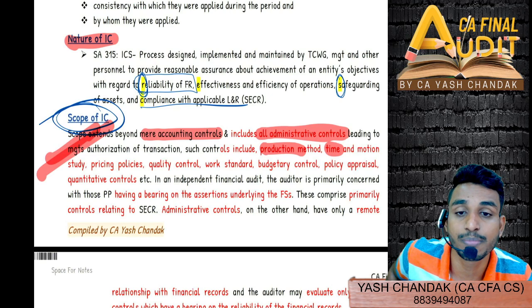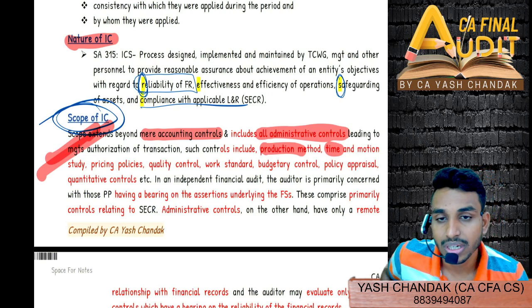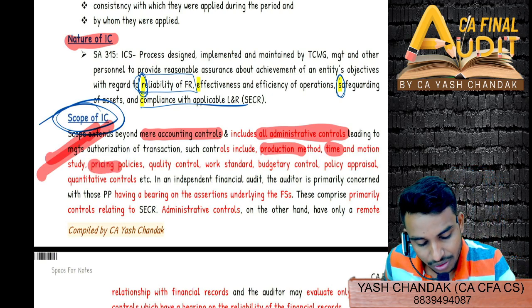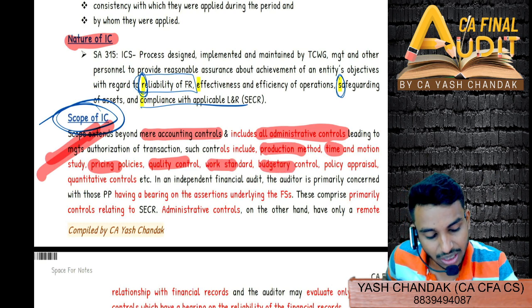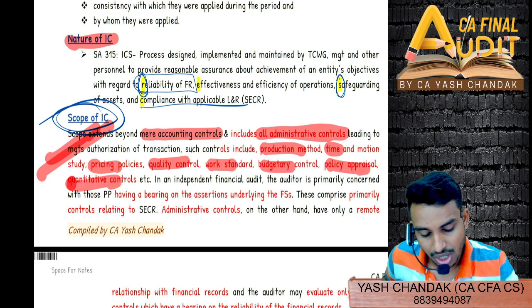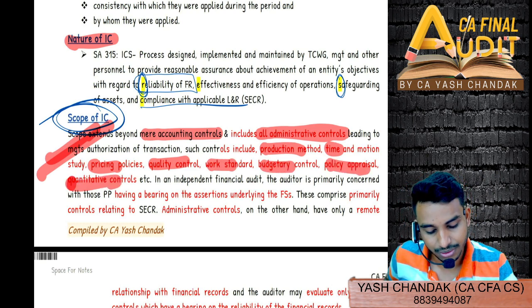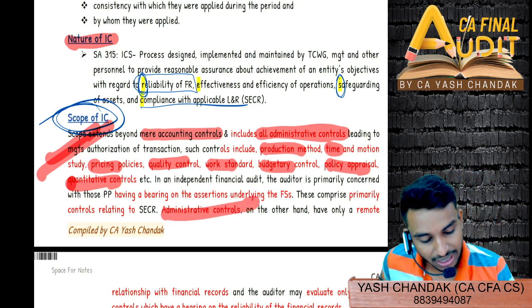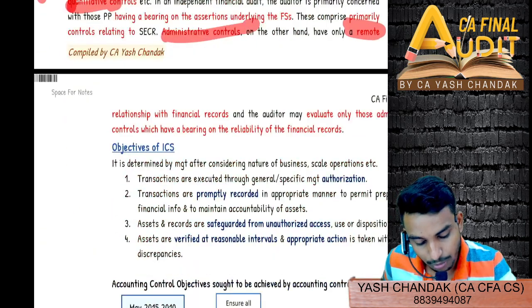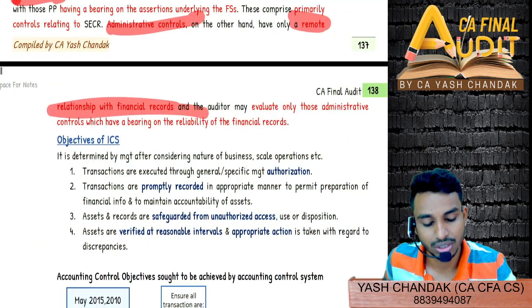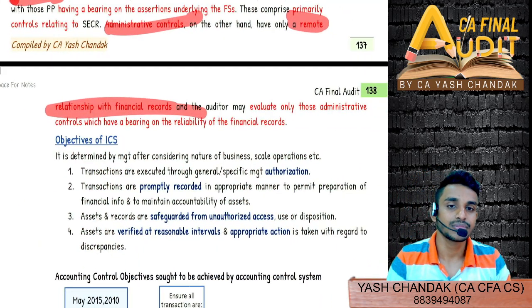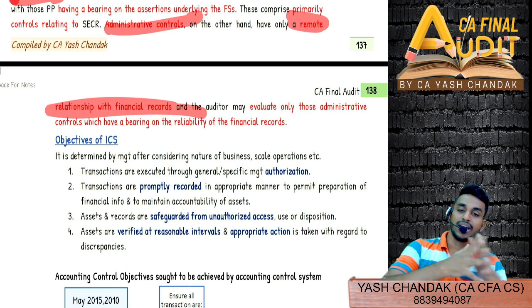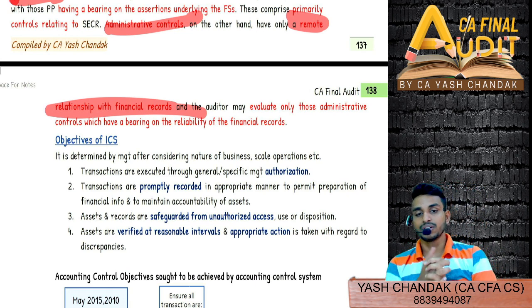It is not just only with respect to financial statement. It's also with respect to pricing policy, quality control, work standard, budgetary control, policy appraisal, quantitative controls. However, what comes under administrative control will only have a remote relationship with financial records. Like I told you right now, FSSAI compliance, food, whatever.